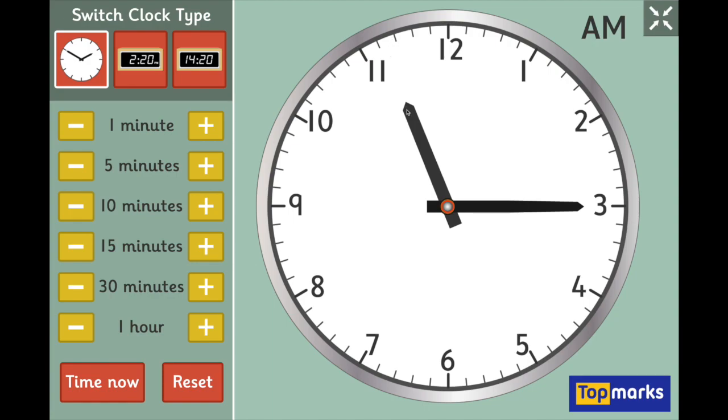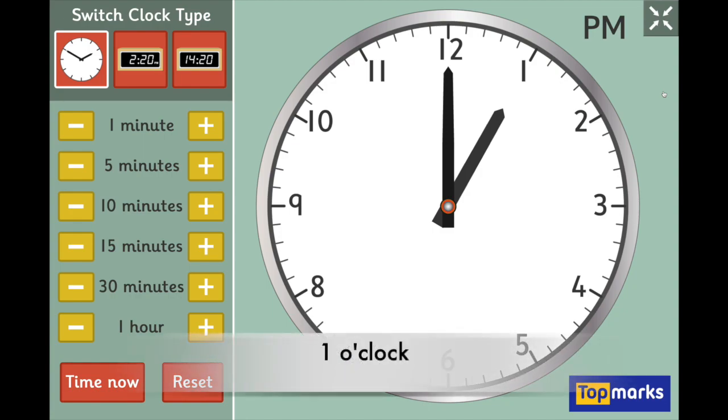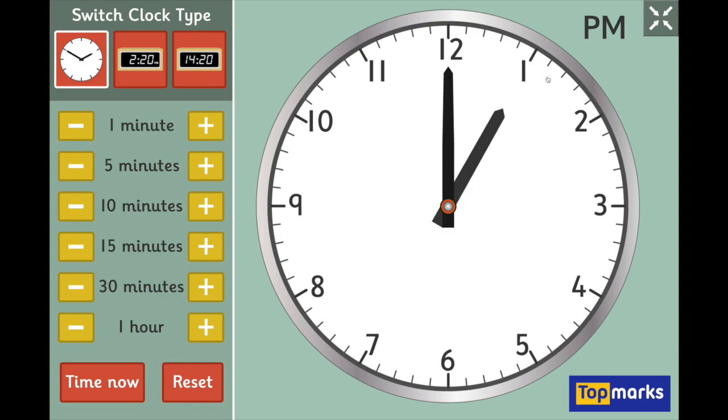Let's make one more quarter time. Let's make the time 1:15. To start, let's make 1 o'clock. And now we know that 1:15 will mean 15 minutes have passed the hour of 1.